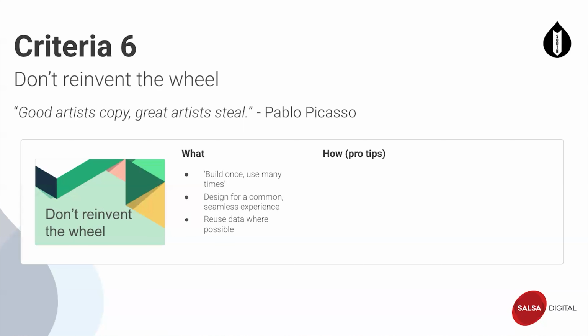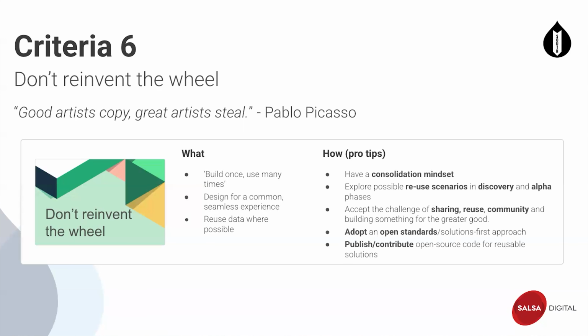So don't reinvent the wheel. Why? If we look at the standard, you'll see build once, use many, design for reuse, etc. So again, how do we do this? My recommendation would be to have a consolidation mindset from the start. This is probably more a philosophy than a tip, but I think if we have that as a mindset, it does help, as a point of reference or a principle in the project, the design, the build, the rollout.